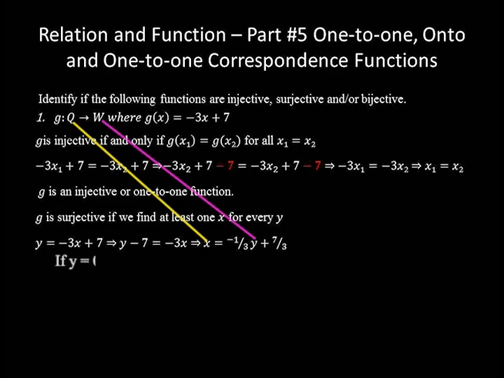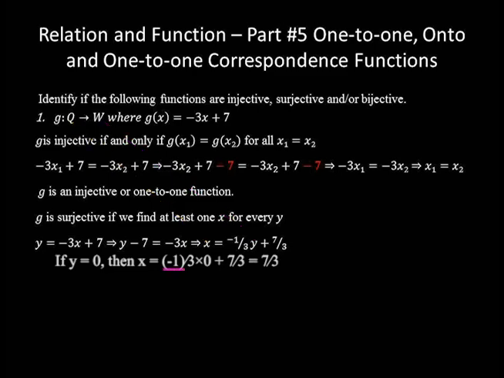If y equals 0, x equals -1/3 times 0 plus 7/3, which is equal to 7/3, because -1/3 times 0 is 0, and 0 plus 7/3 is simply 7/3. If y equals 1, then x equals -1/3 times 1 plus 7/3. -1/3 times 1 is -1/3. -1/3 plus 7/3 gives us 6/3, which is equal to 2.